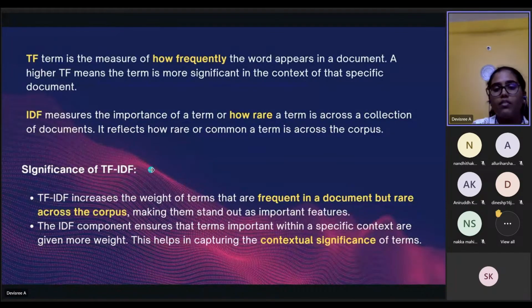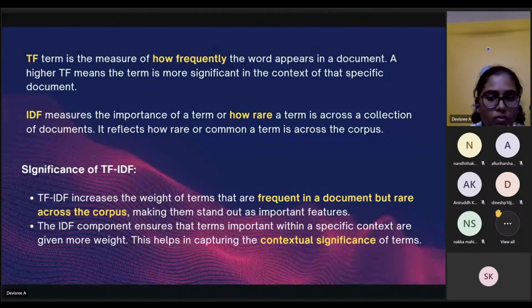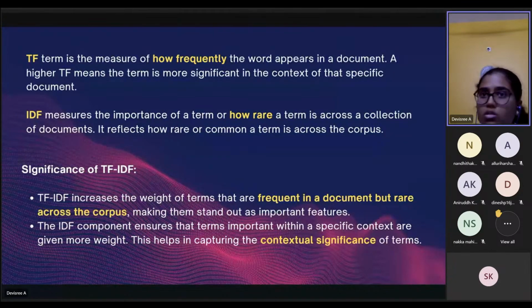So this increases the weight of the terms that are frequent in one document, but rare across the corpus. If it is frequent in one document, but also occurs across almost all the documents, then its score will be very low again. So if it is frequent in one document and rare across all of the documents, then it stands out as an important feature for that particular document.